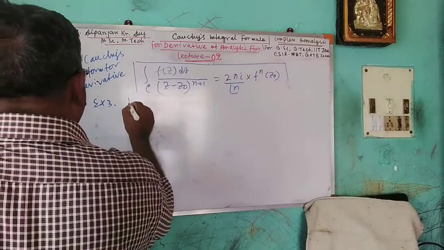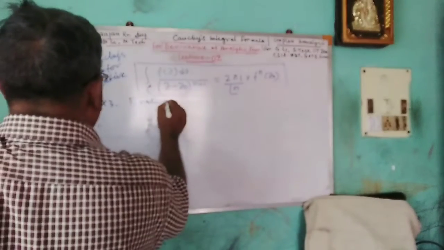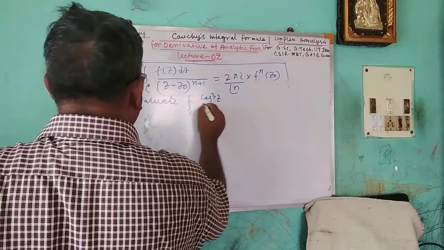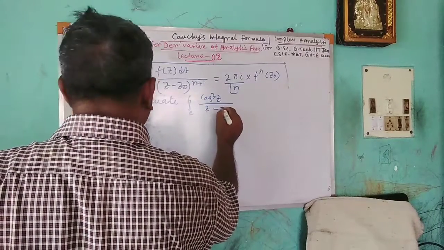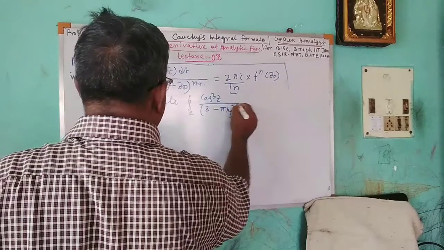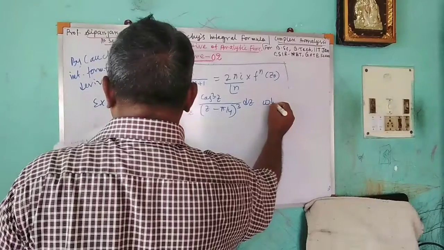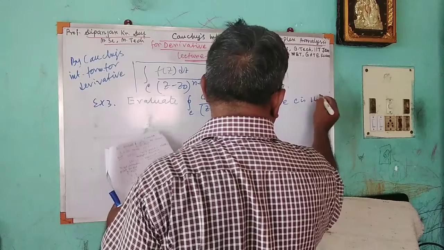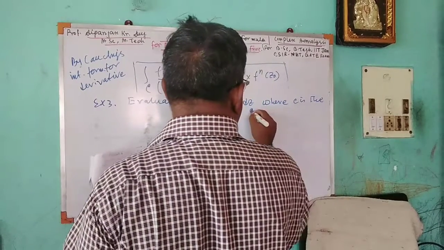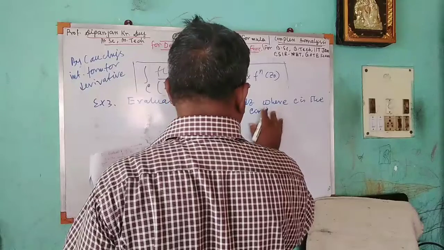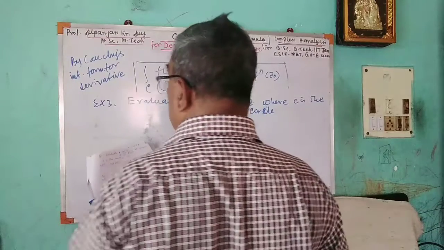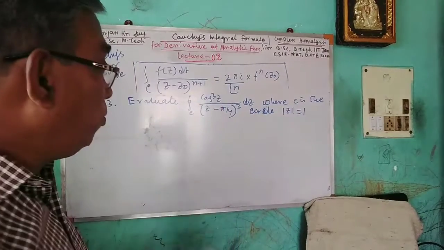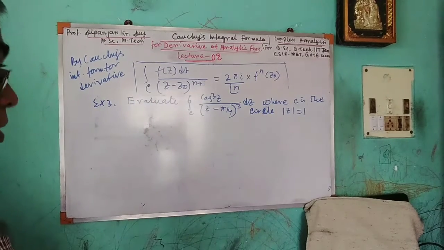So evaluate the integral of cos(πz) by (z minus pi by 4) whole to the power 3 dz, where C is the circle, mod z is equal to 1. This is also an important sum, a very important sum.